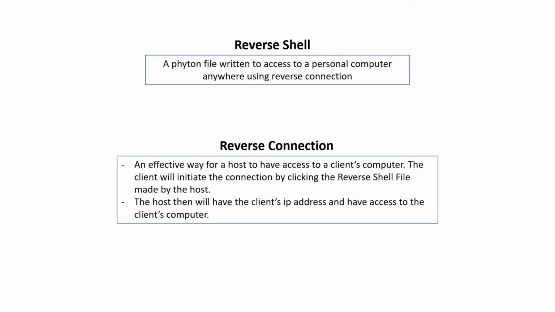Reverse shell is actually a Python file written to access a personal computer anywhere using reverse connection. And reverse connection is an effective way for a host to have access to a client's computer. So the client will initiate the connection by clicking the reverse shell file made by the host. The host then will have the client's IP address and have access to the client's computer.